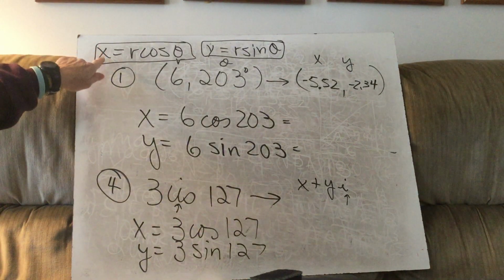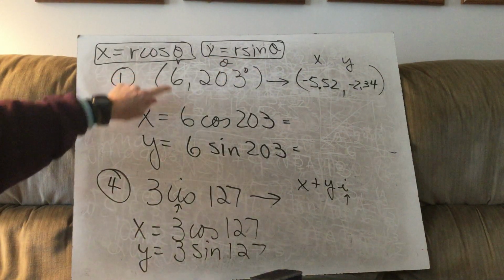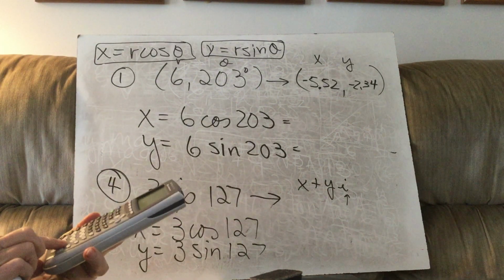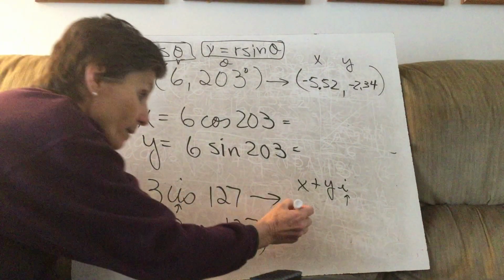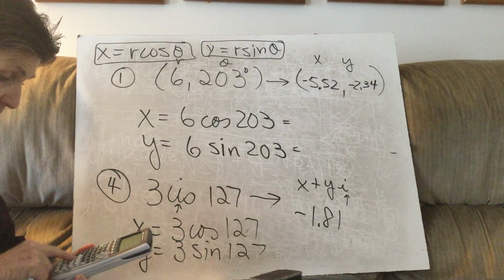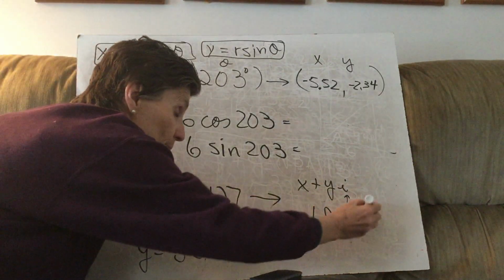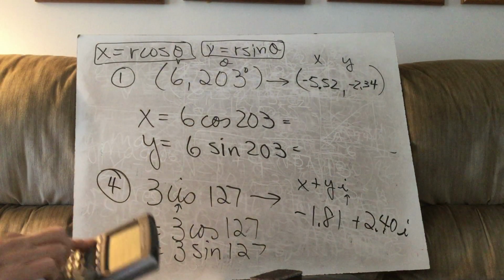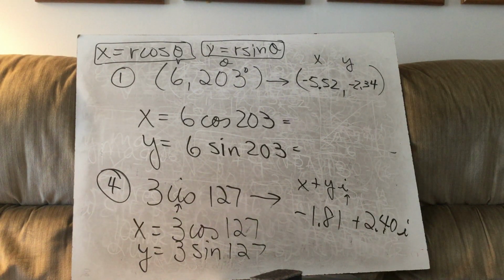If you are finding x and y, this is how you do it, period. Doesn't matter what the format of the problem is. If you want x and y, you type in 3 cosine 127, negative 1.81, and 3 sine 127, 2.40. So we do problem 1 and problem 4 exactly the same way.